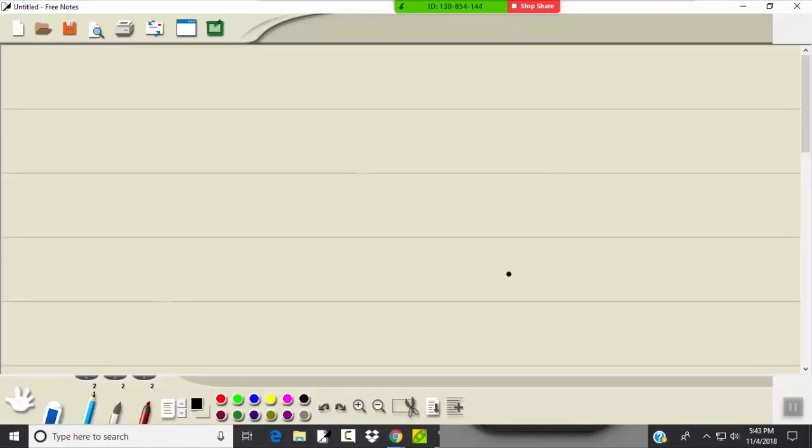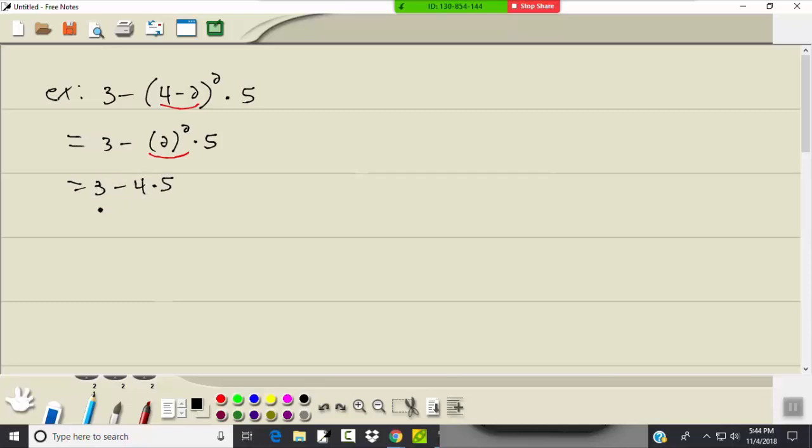Okay, so if I had a problem, it'd look like this. 3 minus (4 minus 2) squared times 5. Please do what's inside of parentheses. Yeah, we got 4 minus 2. 4 minus 2 is 2. Excuse, exponents. Well, here we got 2 squared. 2 squared is 4. Please excuse my dear. Multiplication, division, as you encounter either one from left to right. 4 times 5 is 20.